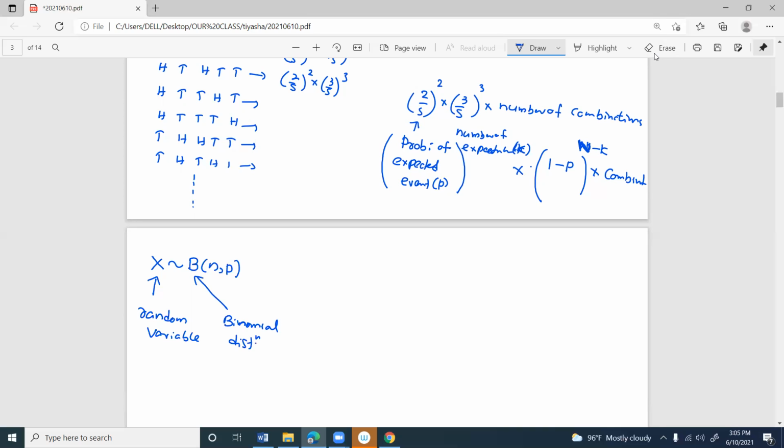This n is the number of trials. Number of trials means how many times you repeat this experiment. P is the probability of the expected event, which is given by this random variable. Okay, right. Now let's go ahead with this.